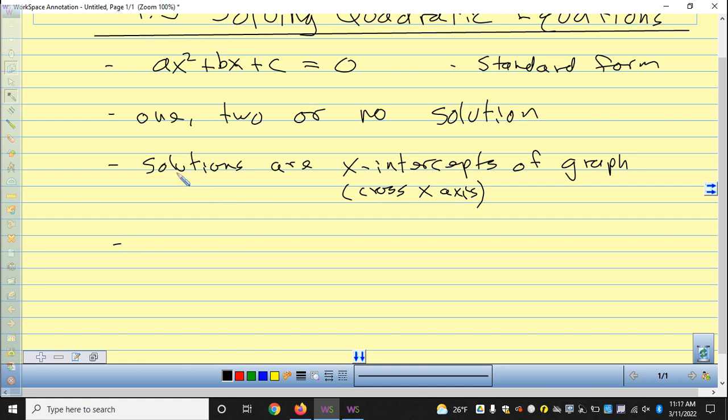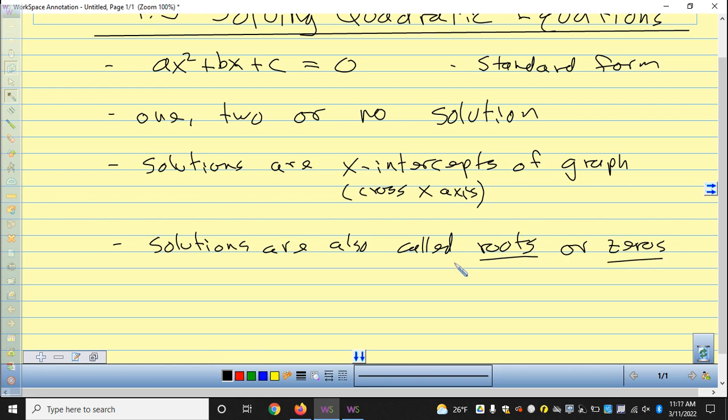We also call the solutions roots or zeros of the function. So if a problem says find the roots, find the zeros, it means the same thing as solve. Just different ways of saying the same thing.